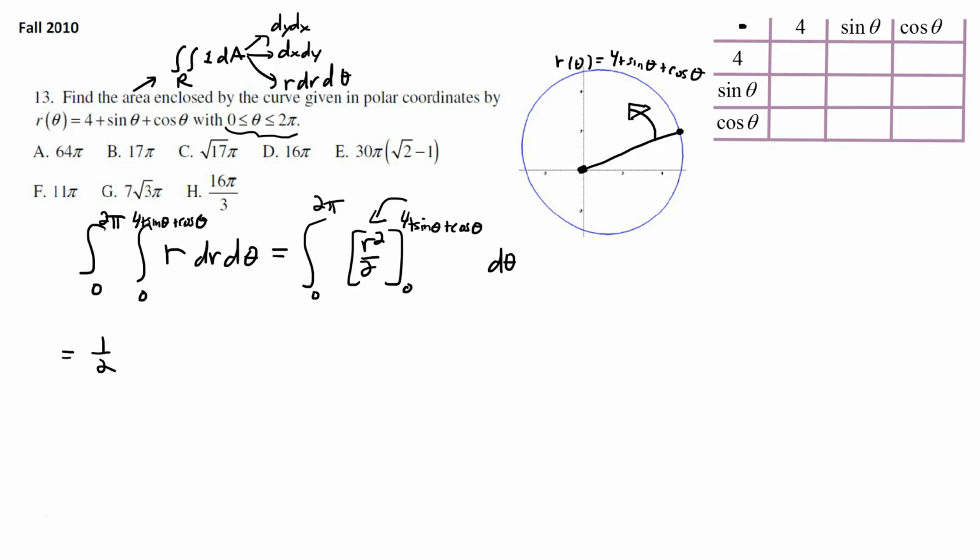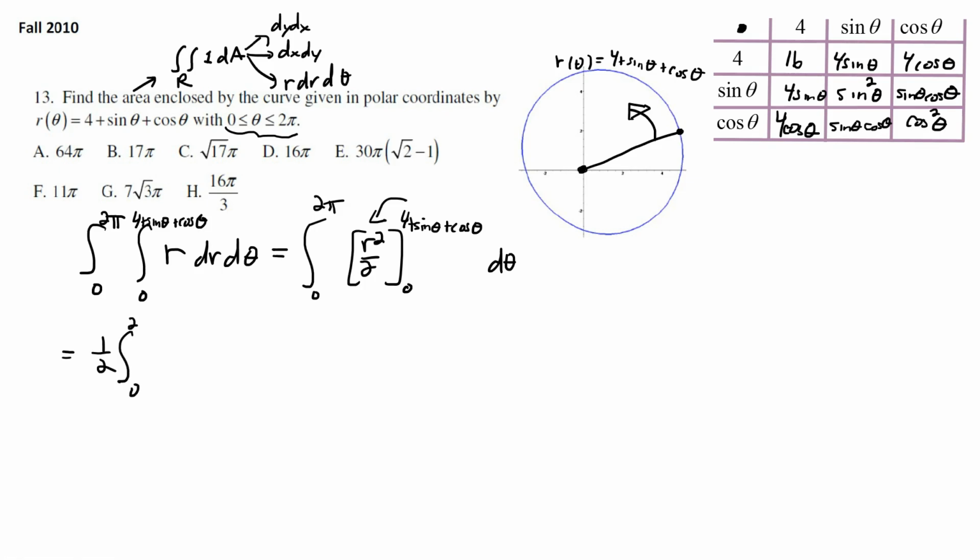So what I've done here is I've written it out in a nice 3x3 grid, and anytime any row or column crosses each other, that's when you multiply. And so we'll have a 16, a 4 sine theta, a 4 cosine theta, a 4 sine theta, a sine squared theta, a sine theta cosine theta, a 4 cosine theta, a sine theta cosine theta, and then finally a cosine squared theta. That gives us our 9 parts of the product.